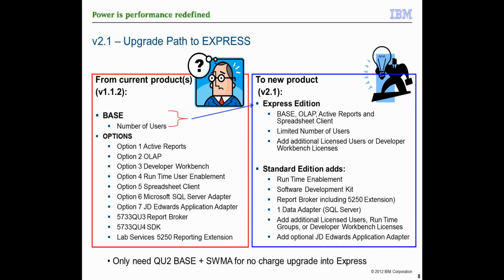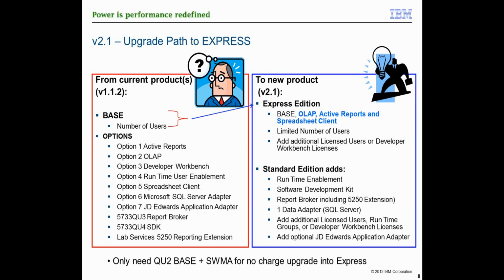The nice thing about that is that once you do that, the OLAP component, the active report component, and the spreadsheet, which were previously separate and chargeable features, are all packaged into Express. So you get those things for free now if you didn't already have them. That's a really nice thing. I do want to point out that you do need software maintenance for a no-charge upgrade into either Express or Standard. That is a requirement.